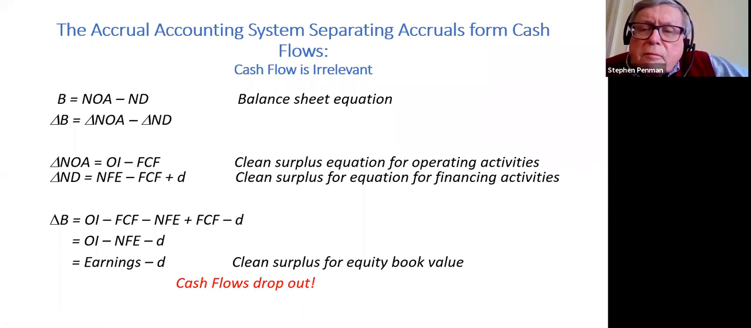And so the remarkable thing about the accounting system, if you really study how it works under the accounting equations, is that it just doesn't say accruals are added to cash flows. Accruals are different from cash flows. It actually says cash flows are irrelevant. They drop out. Now, that's quite remarkable, actually.